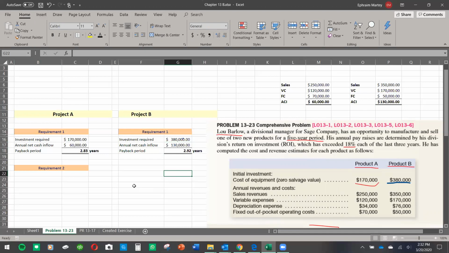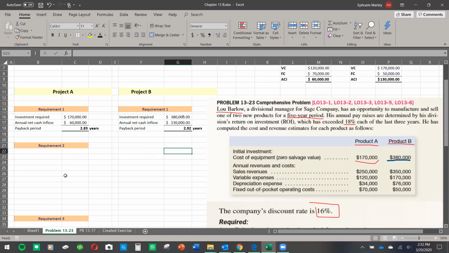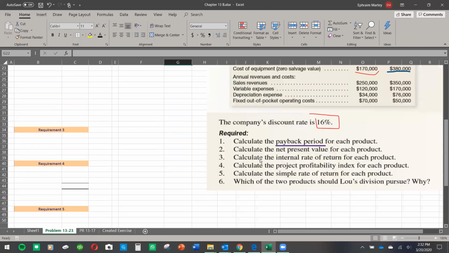So comparing these two, if you're a manager, which one will you invest in? You invest in A, according to payback period, because it will take you a few months less than B to get your investment back. And you want to get that investment back, so the remaining will just be a profit for you. Great. Let's move on with number 2.